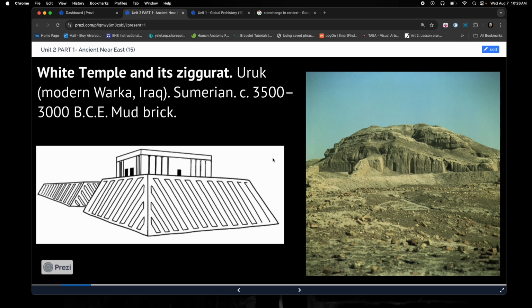Now, I said that each city has like a main god, right? Now, the White Temple is dedicated to the god of sky. He's the patron god of the city. The name of the god of the sky is Anu, A-N-U.